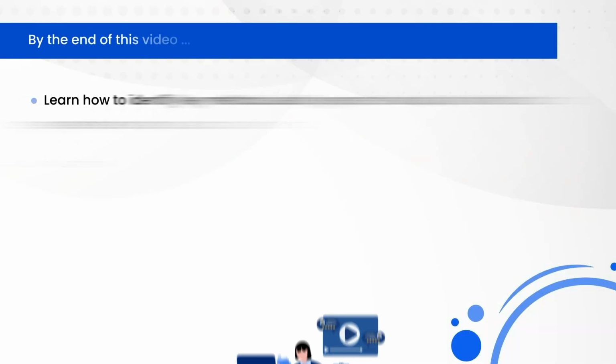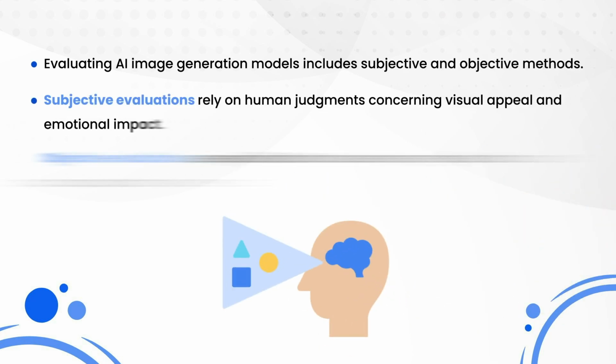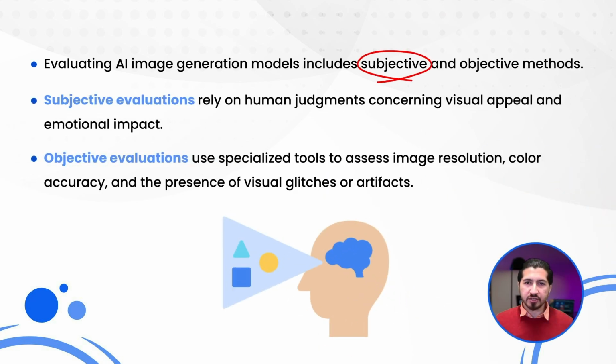engaging. By the end of this video, you'll know how to spot the important ways experts evaluate image, sound, and video AI models. You'll become familiar with the skills to examine and evaluate the media that these generative AI models generate. So, evaluating AI image generation models involves both subjective and objective methods.